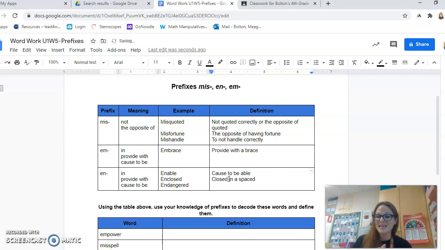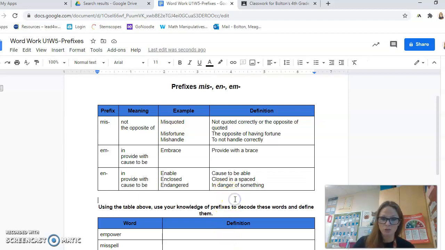And then endangered, that means to be in danger of something. Endangered animals are in danger of becoming extinct. If you are in a car accident, you are endangered. You are in danger of something bad happening to you, right?